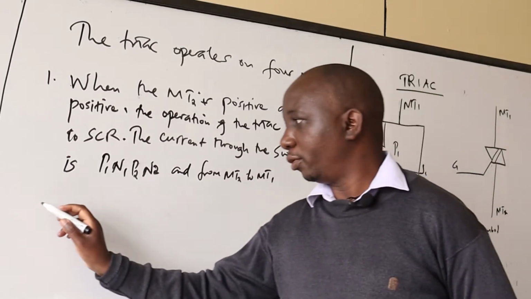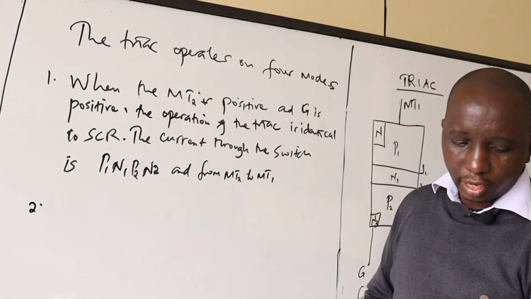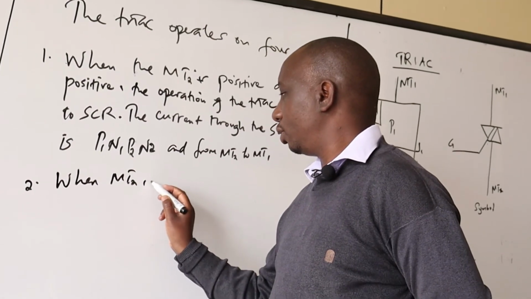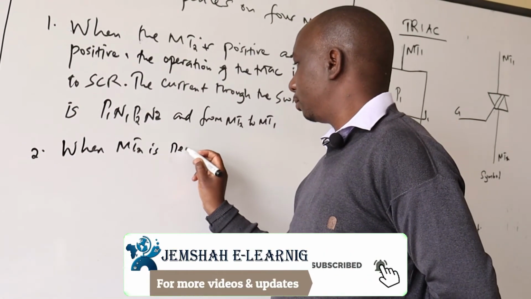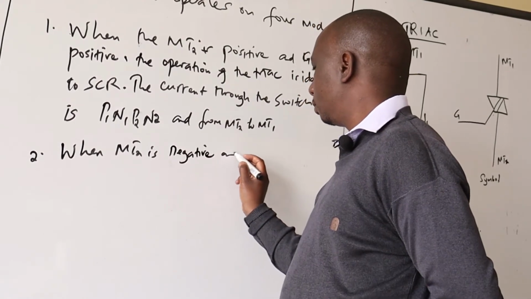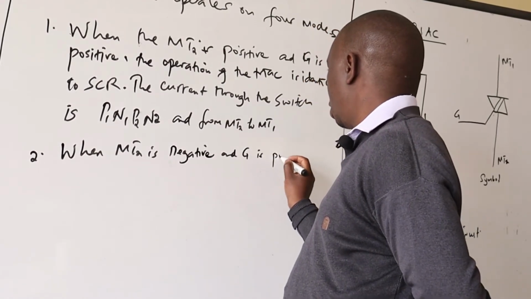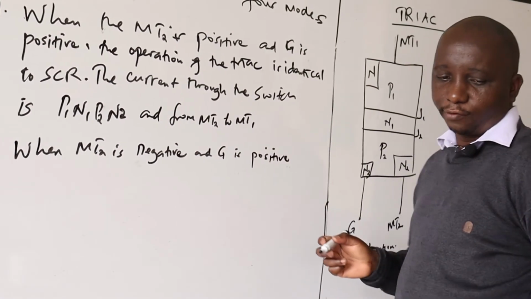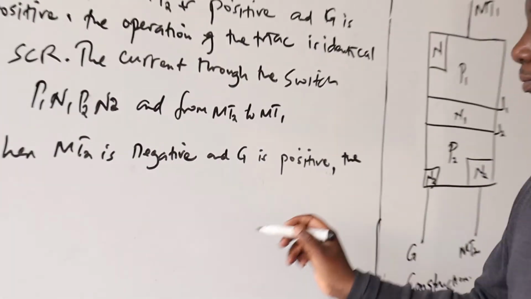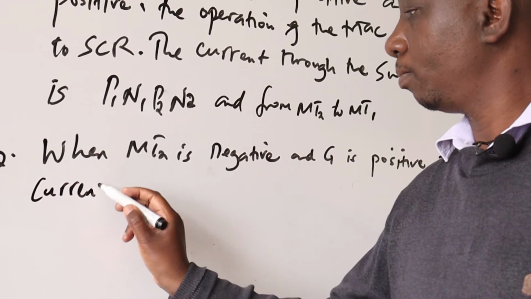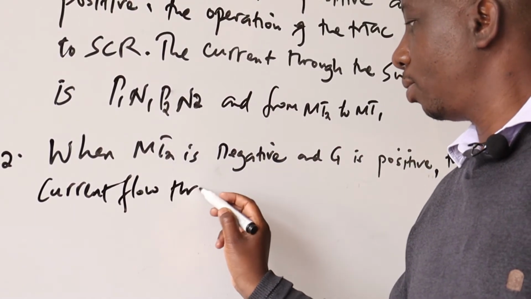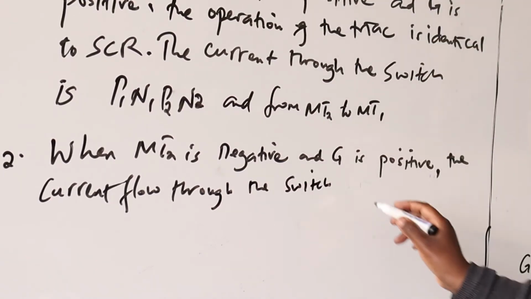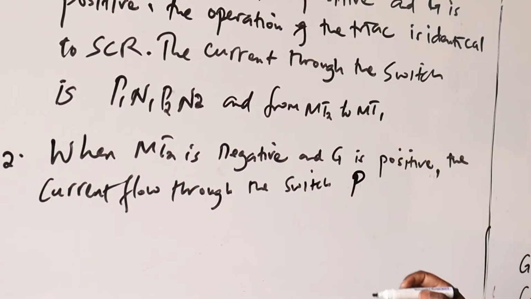We are going to go to the second mode. The second mode is when MT2 is negative and G is positive. Take note that G is the gate. The current flows through the switch.